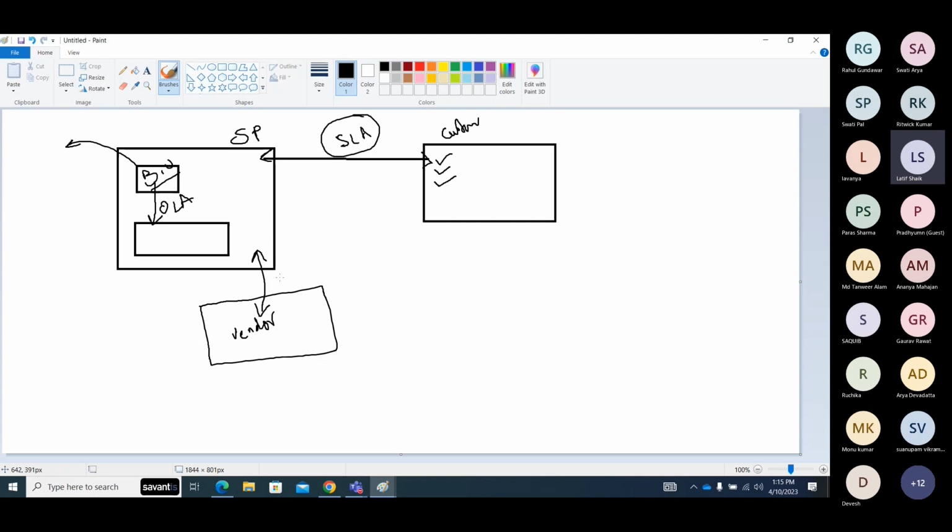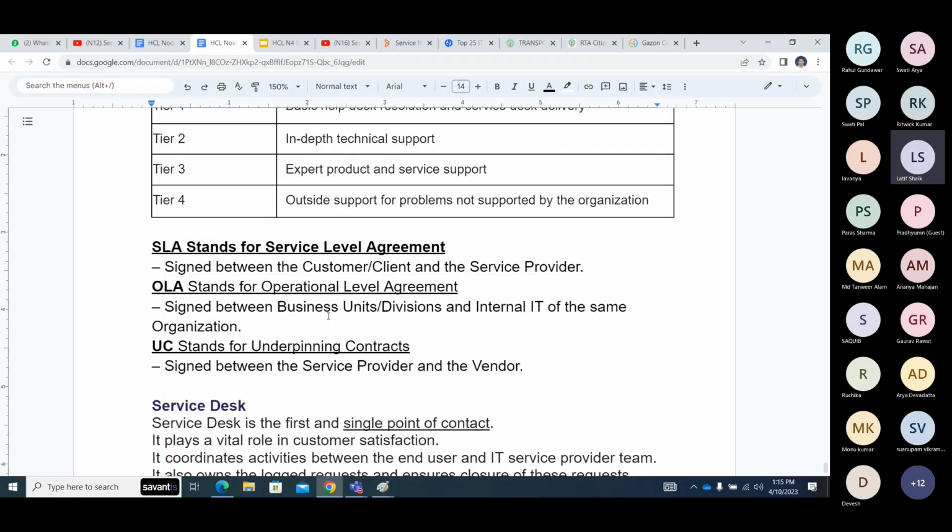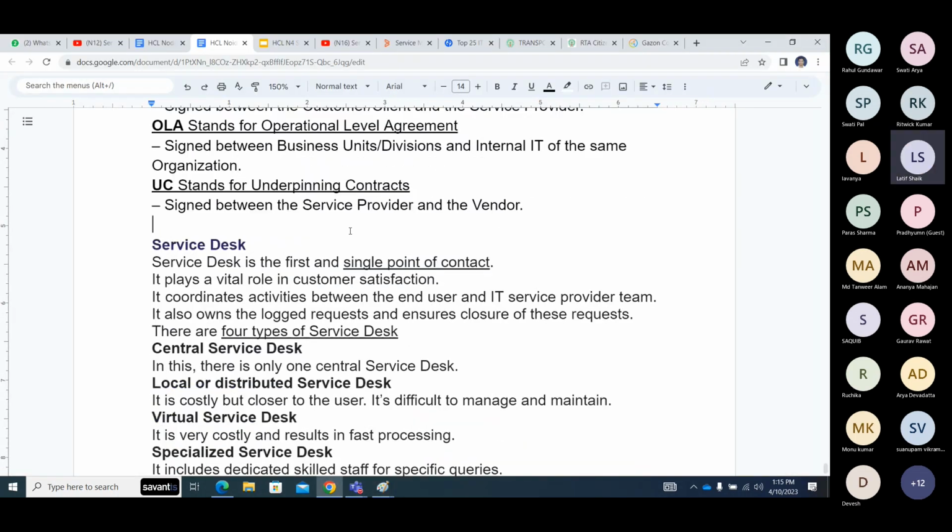The vendor to service provider. For example, we are using Dell laptops, so the Dell laptop vendor will send them to our organization. Underpinning contract makes sure that these requirements of the service provider company are continuously provided by the vendor. Okay.